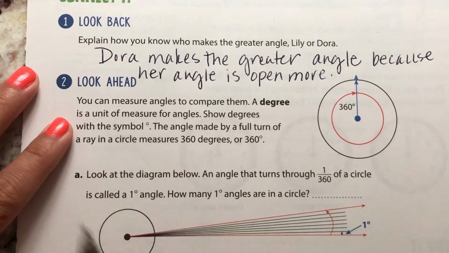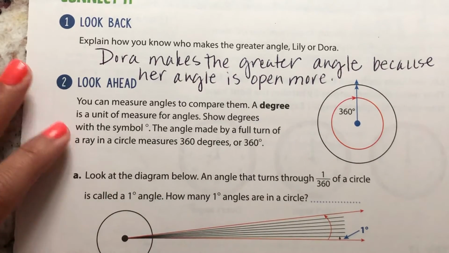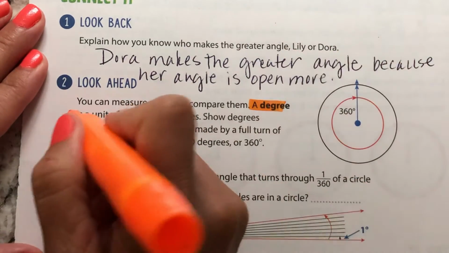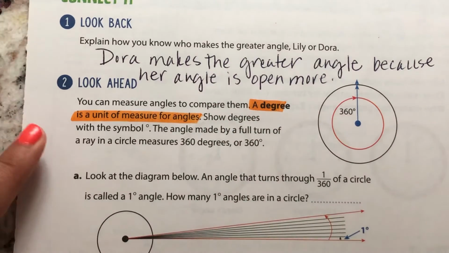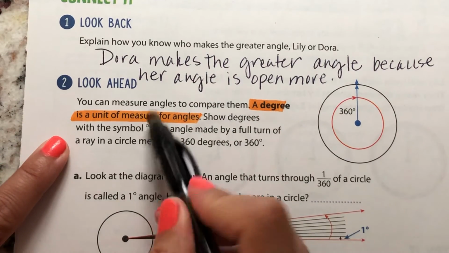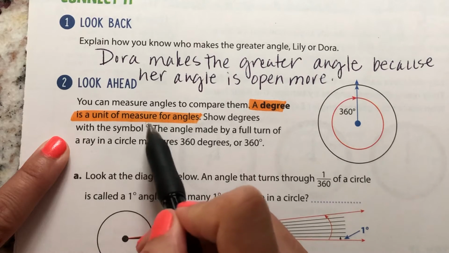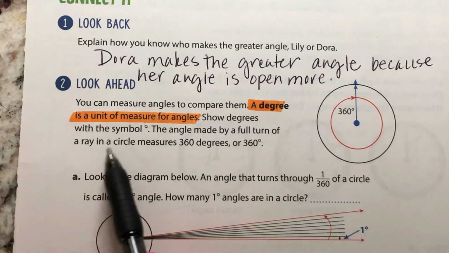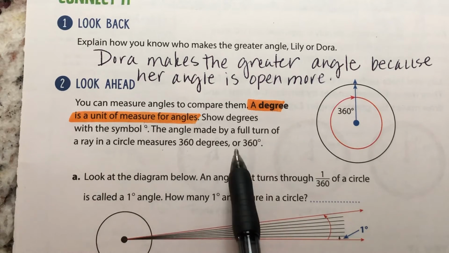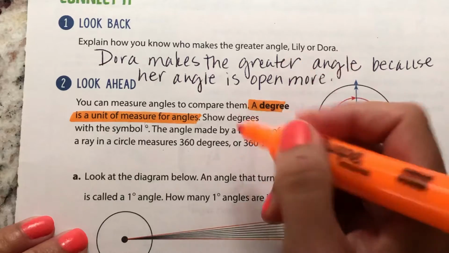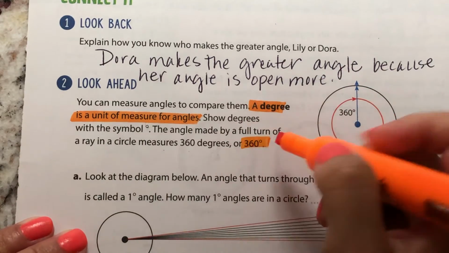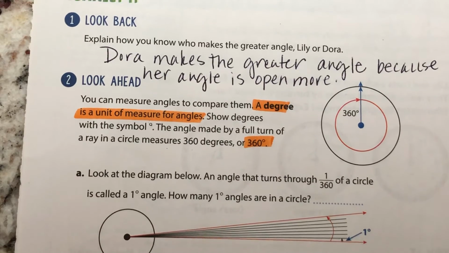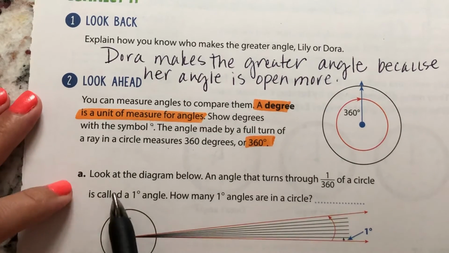Number 2 says you can measure angles to compare them. A degree is a unit of measure for angles. We're going to write that: a degree is a unit of measure for angles. Show degrees with the symbol, this little circular open dot at the top of the degree. The angle made by a full turn of a ray in a circle measures 360 degrees. And this is how I would like you to start writing it, with a little degree symbol right there at the upper right-hand corner at the end of your number.